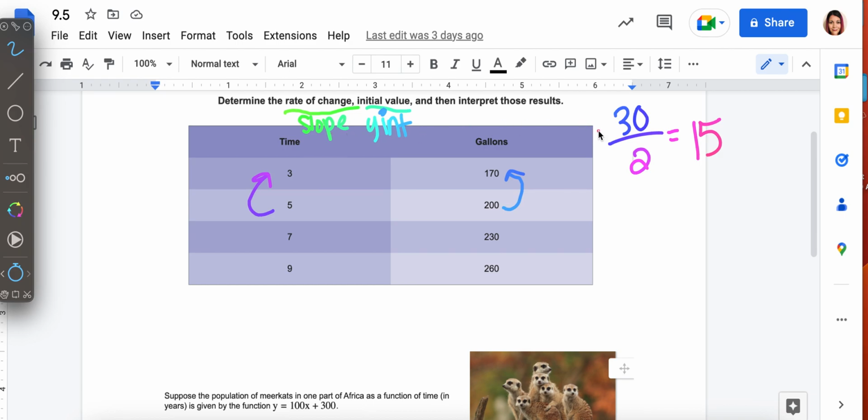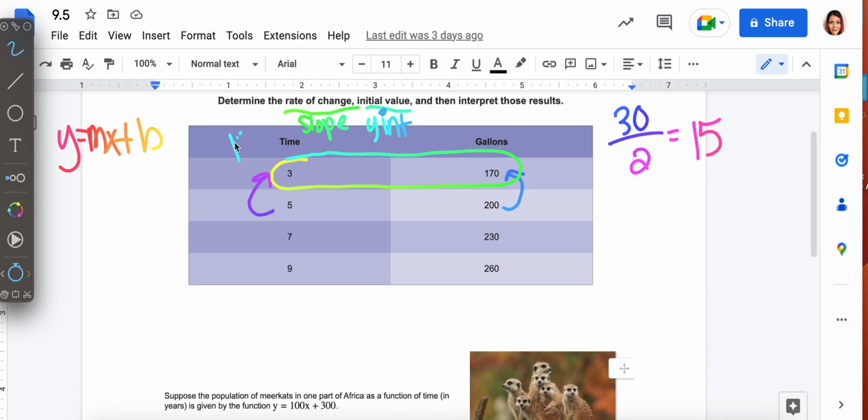Now to find the initial value, I've done this in other videos. We just need to plug in a point to find the b. Remember our slope-intercept form, y equals mx plus b. We can use any of the points. I'm going to use the point that has the smallest number, so I'm going to use that point 3, 170.